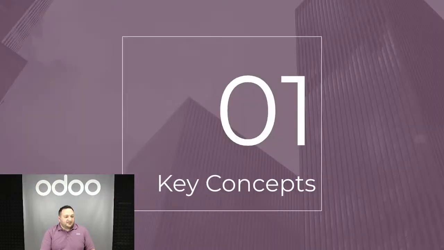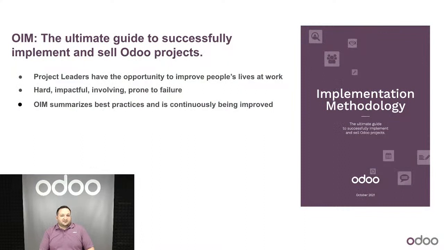So let's define some key concepts in Odoo implementation methodology. What is the implementation methodology? We will refer to it here as OIM. It's a booklet that we issue every few months. It has all the updated tips and tricks on how to implement the project, how to do sales for Odoo, and it's like an all-inclusive guide.